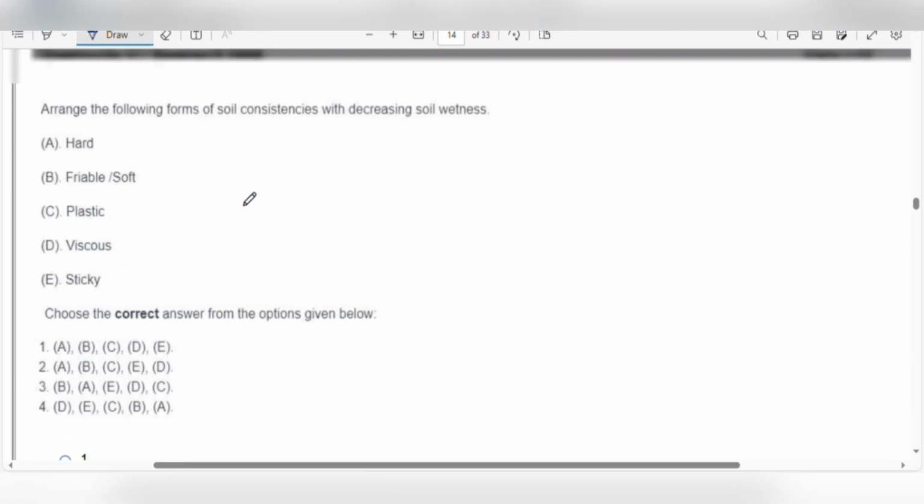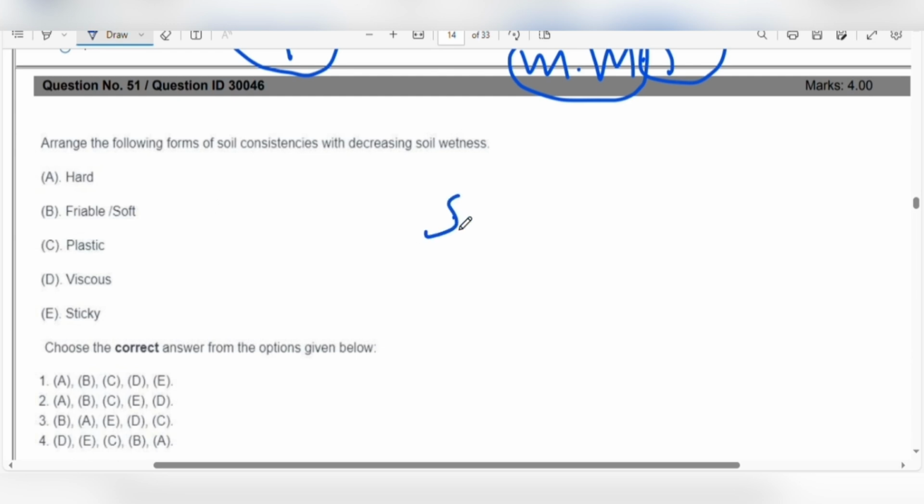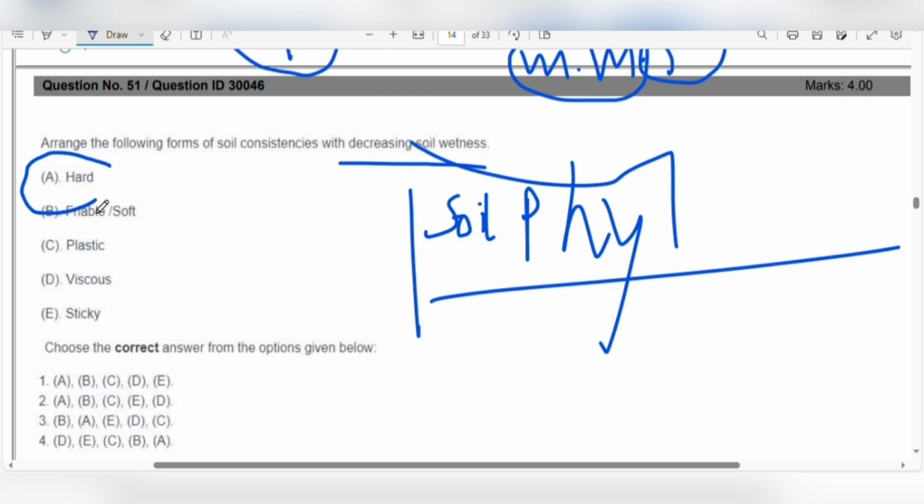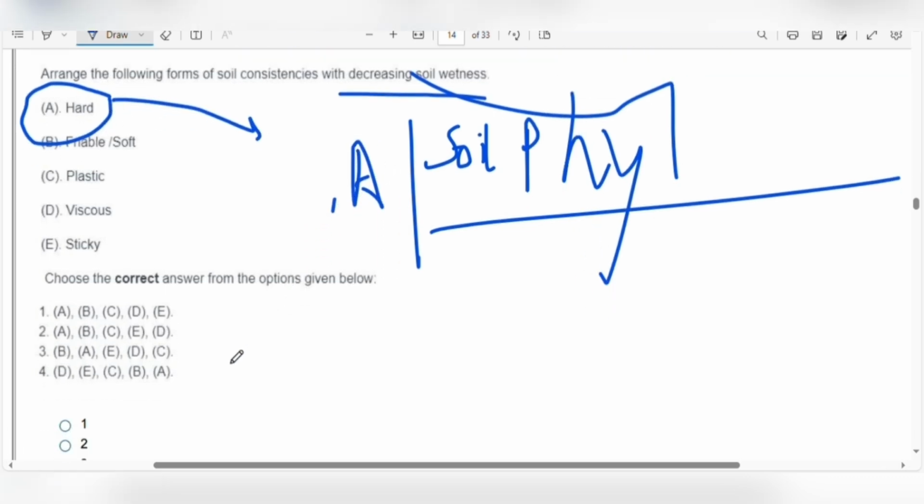So moving on to the next question. This is also from soil physics. As you can see, soil physics has more questions. This is the 4th or 5th question in this paper. Arrange the following forms of soil consistency in decreasing soil wetness. This is also very easy, as you know. So they have asked from most wet to the least wet. Fine. So hard or harsh is the least wet, so A will be the last. Here I can see in the options that we have already got the answer. Still, we will write it in the proper way.